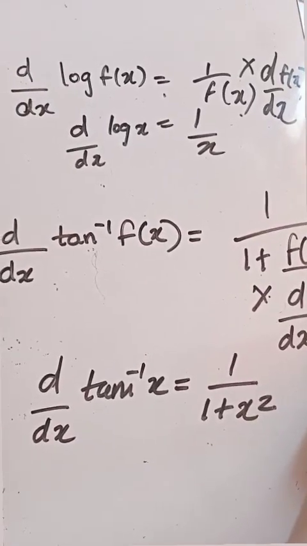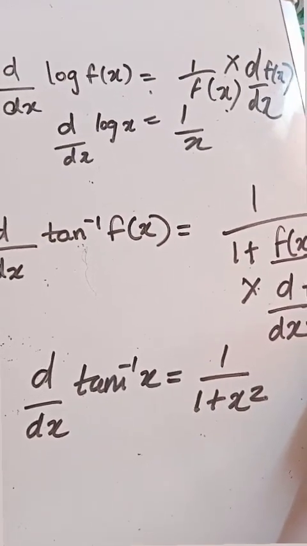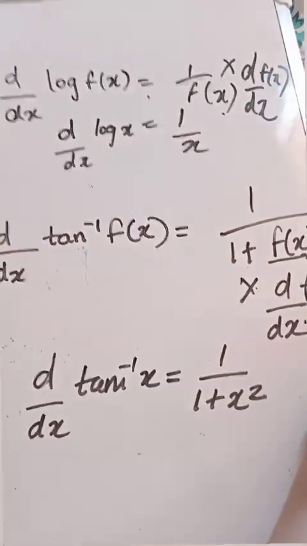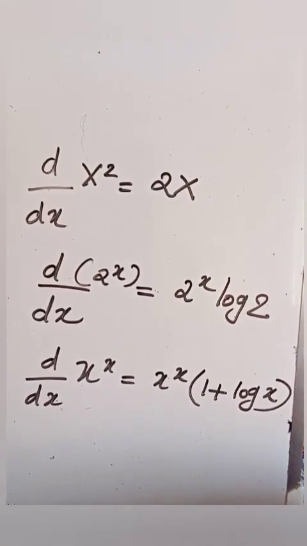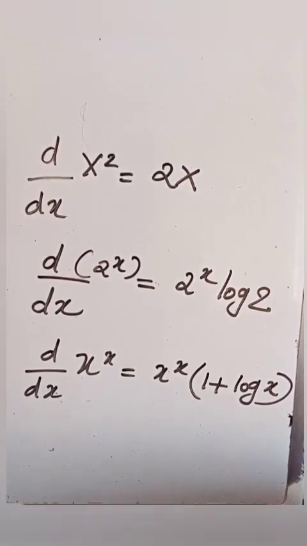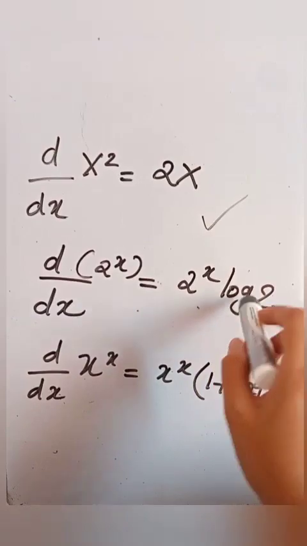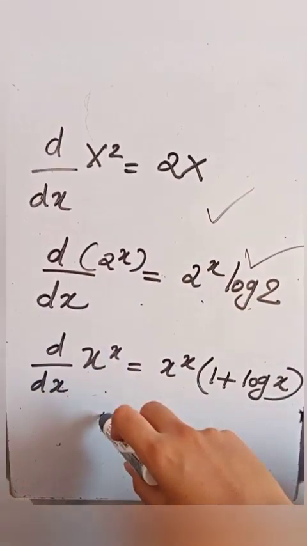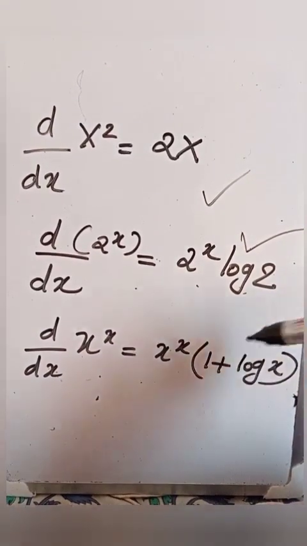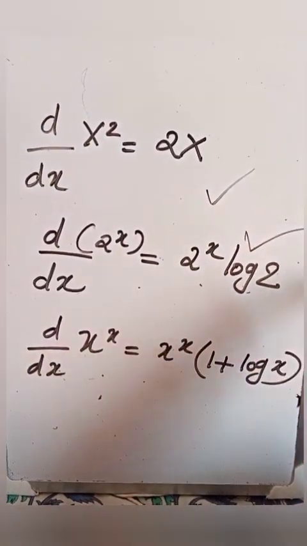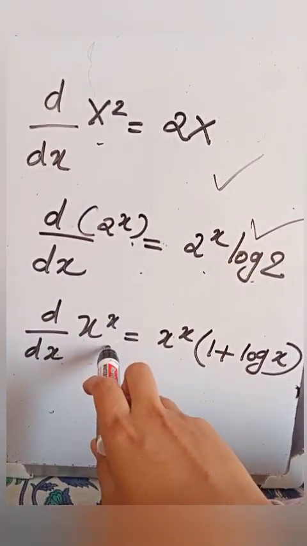Now let's go to some other formulas. After that we will go straight into successive differentiation. Now guys, let's see these three formulas. d by dx of x square is equal to 2x. d by dx of 2 raised to x is equal to 2 raised to x log 2. And d by dx of x raised to x is equal to x raised to x into 1 plus log x. So don't get confused by these formulas. The first one x square, next 2 raised to x, and third one x raised to x.